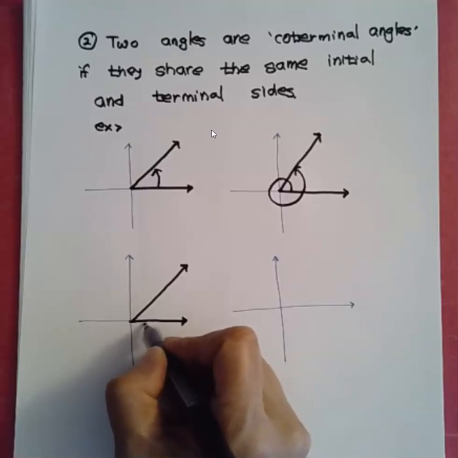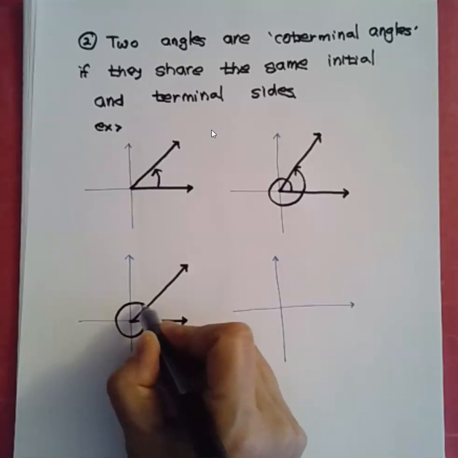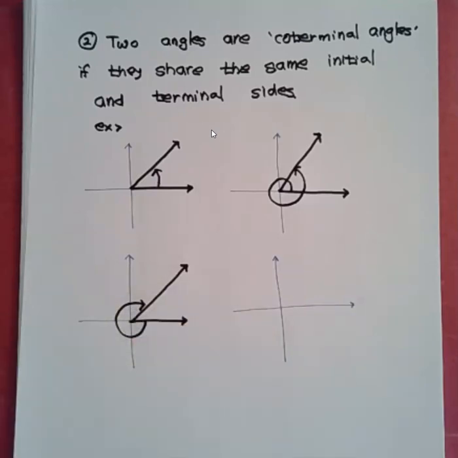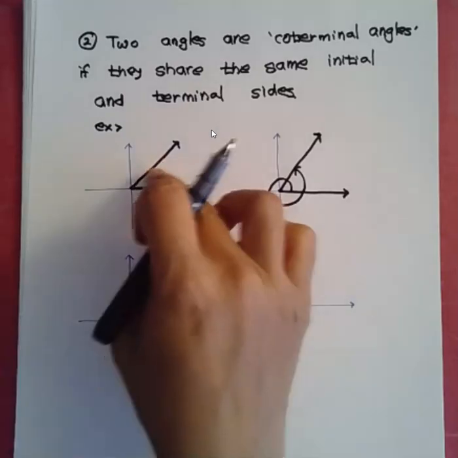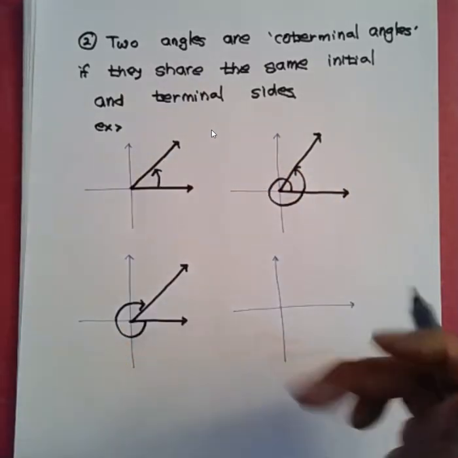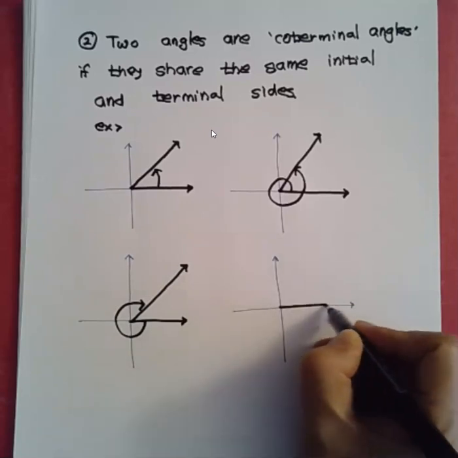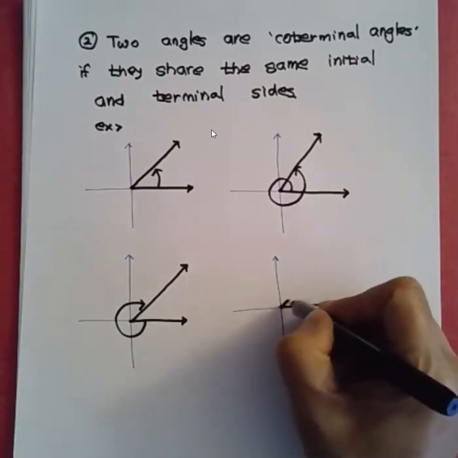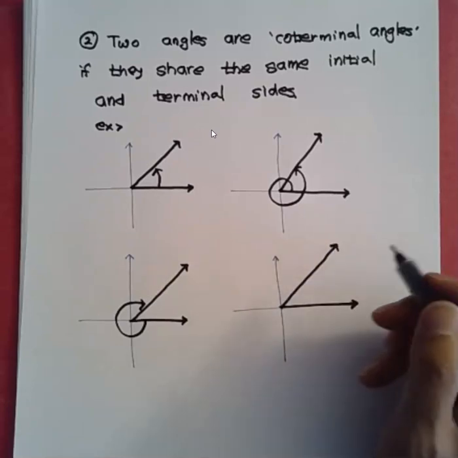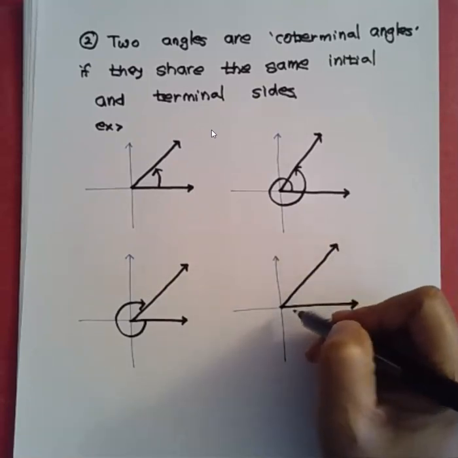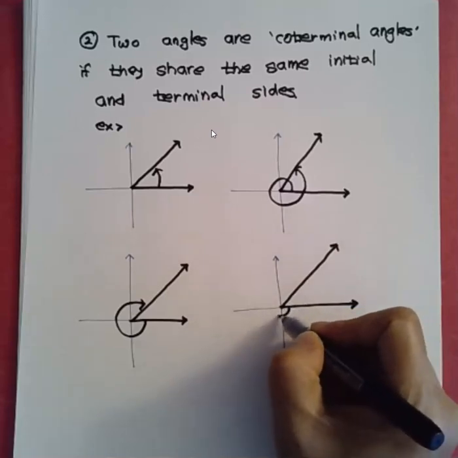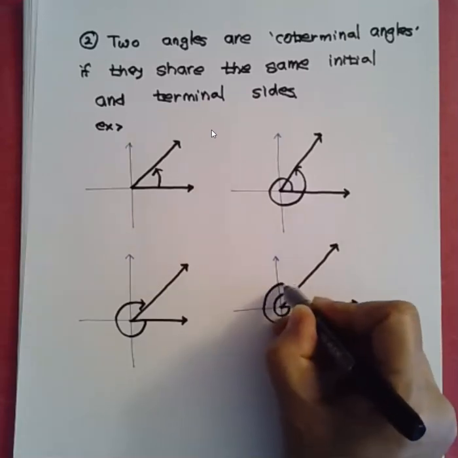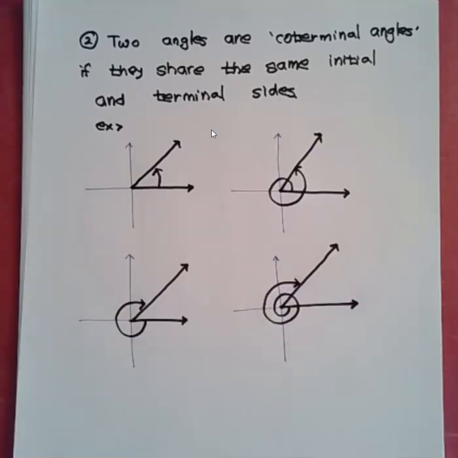Now let's think about coterminal angles which are negative angles. Let's say we rotate the initial side clockwise like this to get to the same terminal side. Then these will be coterminal angles. One more example: again, the terminal side is located in the same position, but we make one more turn to get there. All four angles are so-called coterminal angles, so they share the same initial and terminal side.